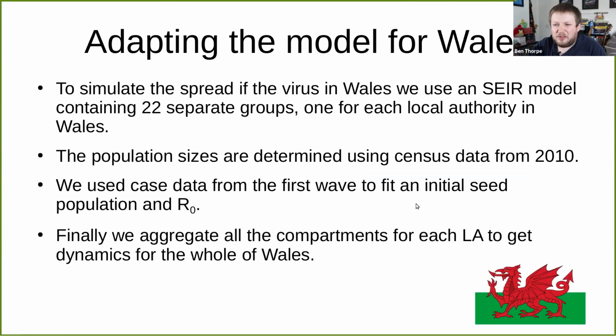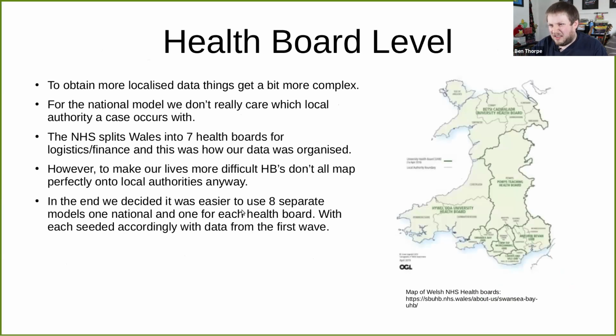Quickly, how we get onto Wales. The simple version is we have 22 separate groups in our model, 1 for each local authority. We use census data from 2010 to get the population sizes, and then we use the case data from the first wave in early March. We had an initial seed, which is the number of people we want to move into the I compartment immediately to get things going, and we set R0, and then we aggregate over all the compartments to get the dynamics over the whole population. For more localized stuff, we eventually needed to move to health board level because the NHS divides England and Wales into health boards, and Scotland, I believe, as well.